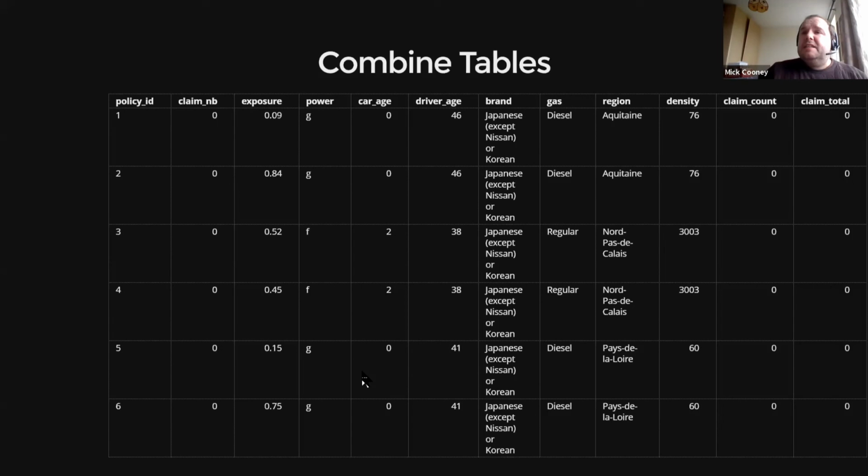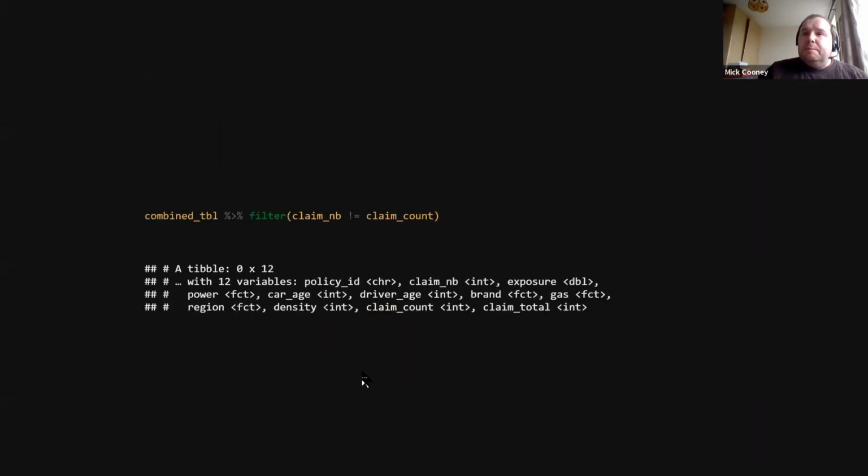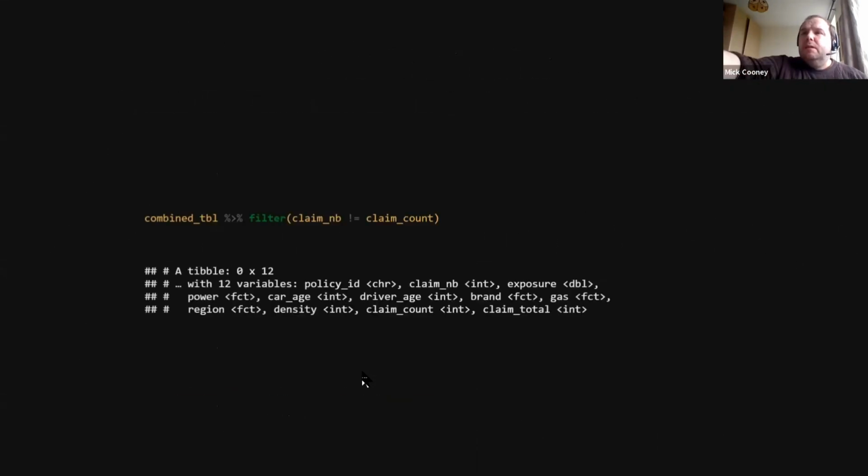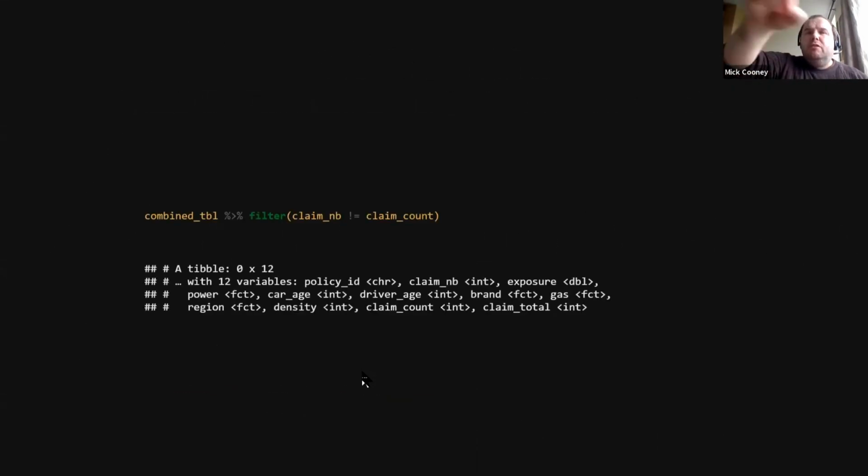We're going to combine the tables, so just join them together and do some very simple checks. So we have a claim count from what got joined on, and we already had a claim count in the original data. I'm just checking here to make sure. It's always good when you do this kind of data loading to do these basic, simple sanity checks.